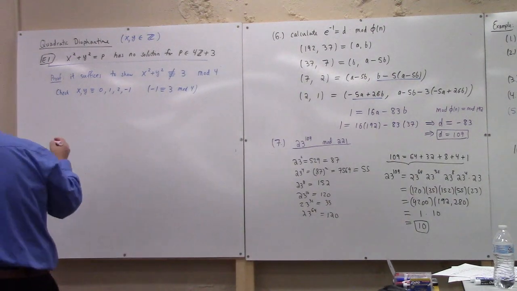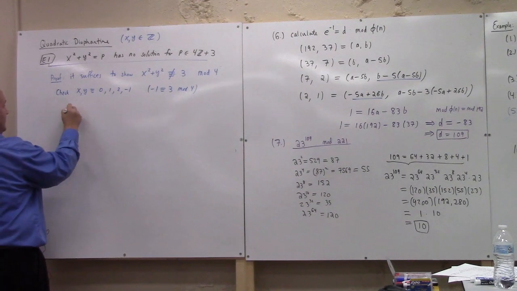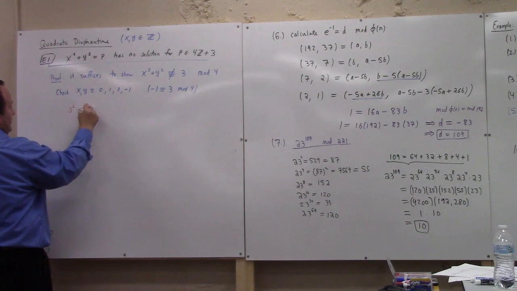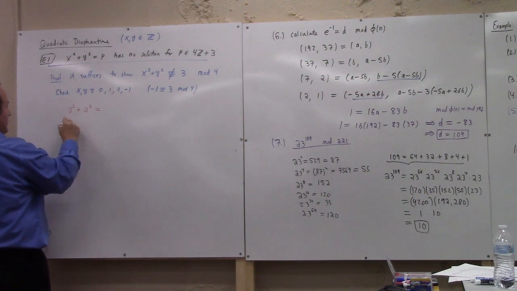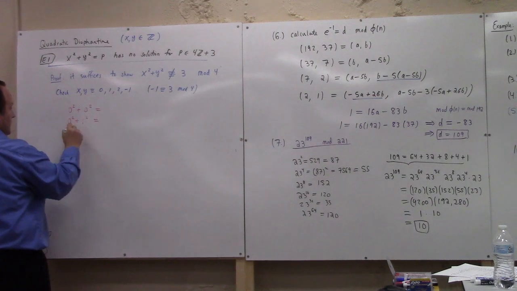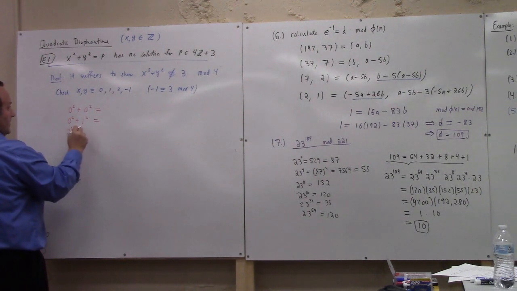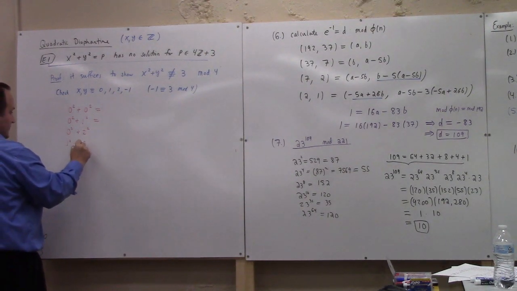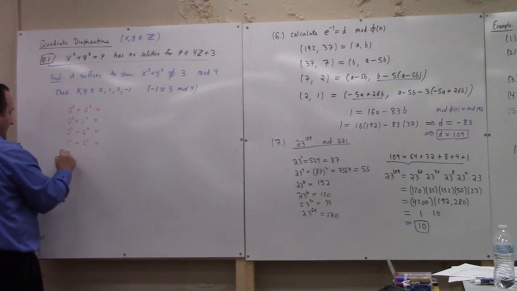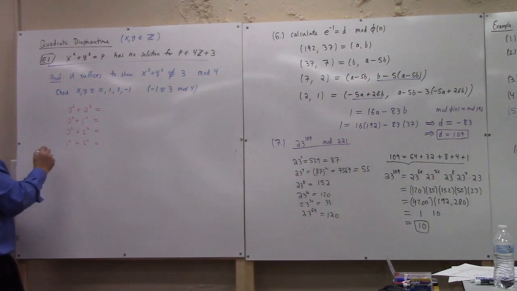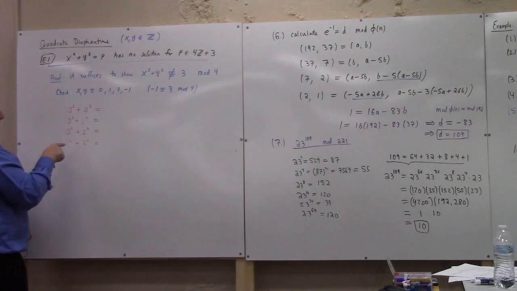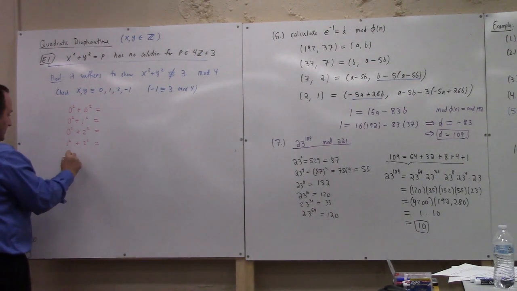Let's see here. So we just got to work through the possibilities here, I suppose. 0 squared plus 0 squared, 0 squared plus 1 squared, 0 squared plus 2 squared, 1 squared plus 2 squared. That's the same, right? I think that's the same. I guess we could have 2 and 2, right?